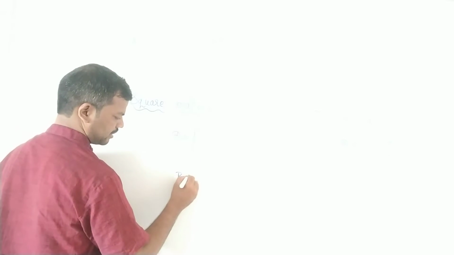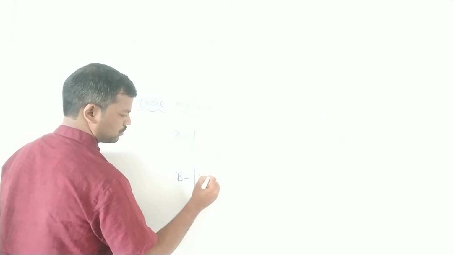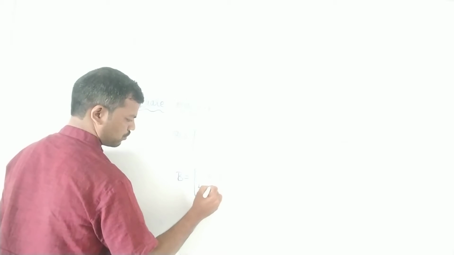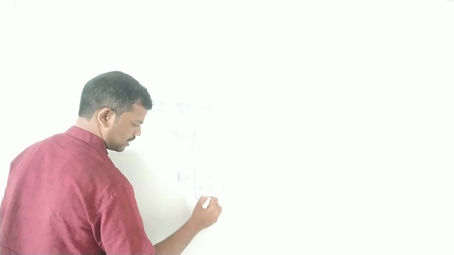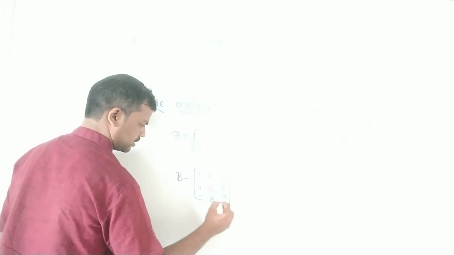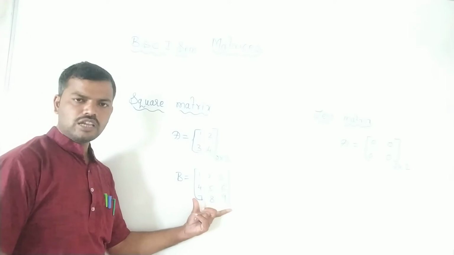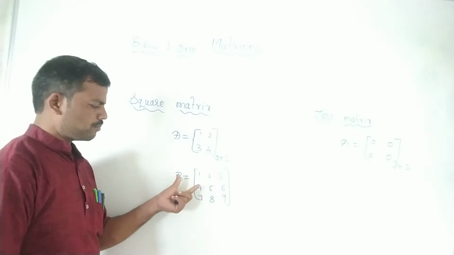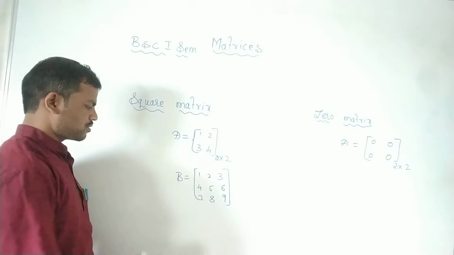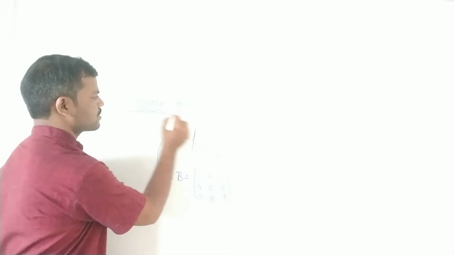And we will take another example: 1, 2, 3, 4, 5, 6, 7, 8, 9. What is the order of this matrix? 3 cross 3. The number of rows is also equal to the number of columns. So these two are called square matrices.